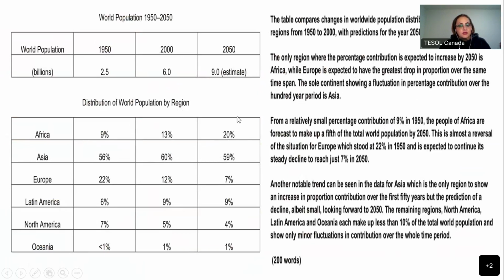In Task 1, at least 150 words, but here you can find 200 words, which is fine. At least it should be 150. But the thing is, you don't say 'it seems' or 'I think.' No interpretation. Just report what you can see.